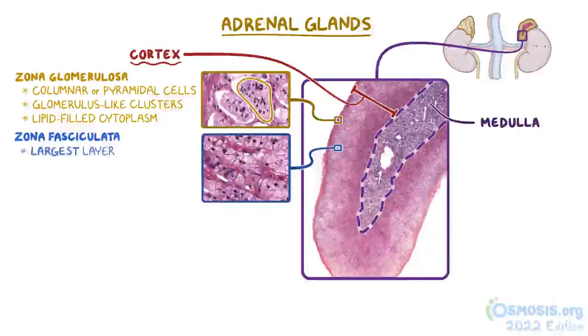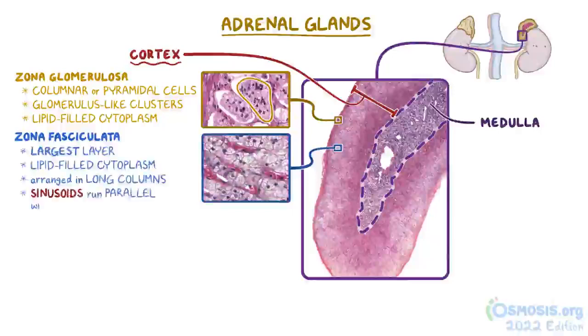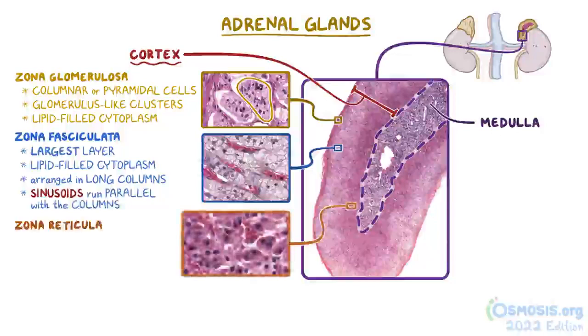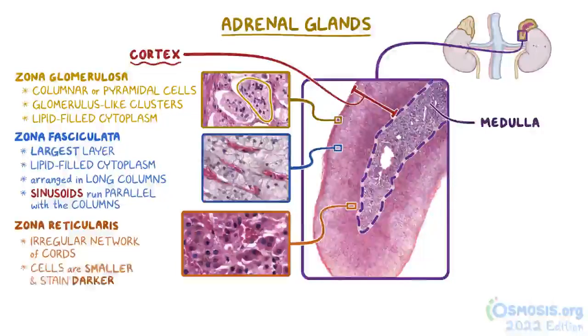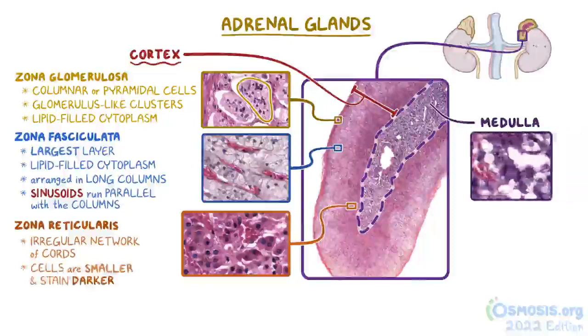The cells in this layer also have a lipid-filled foamy cytoplasm, but the cells are arranged in long columns with sinusoids that run parallel with the columns. The innermost layer of the cortex is the zona reticularis, that consists of an irregular network of cords. In comparison to the zona fasciculata, the cells are smaller and stain darker. Next is the adrenal medulla, which contains chromaffin cells. These cells have granular and basophilic cytoplasm.